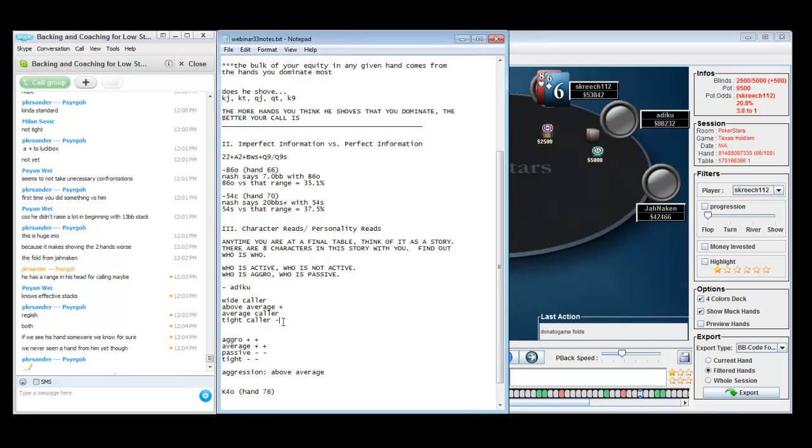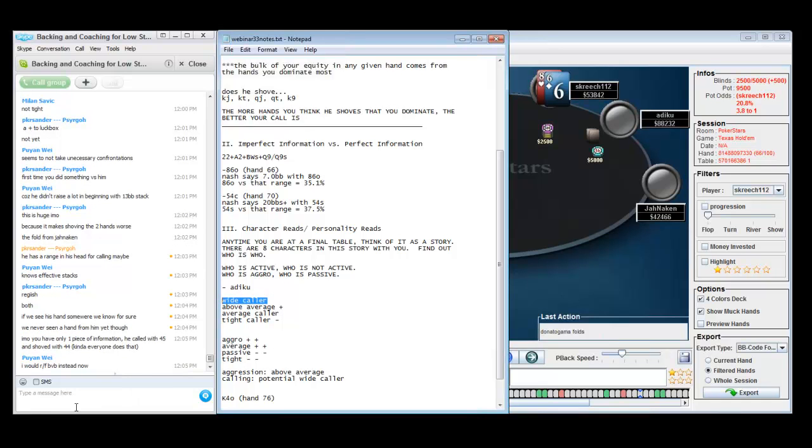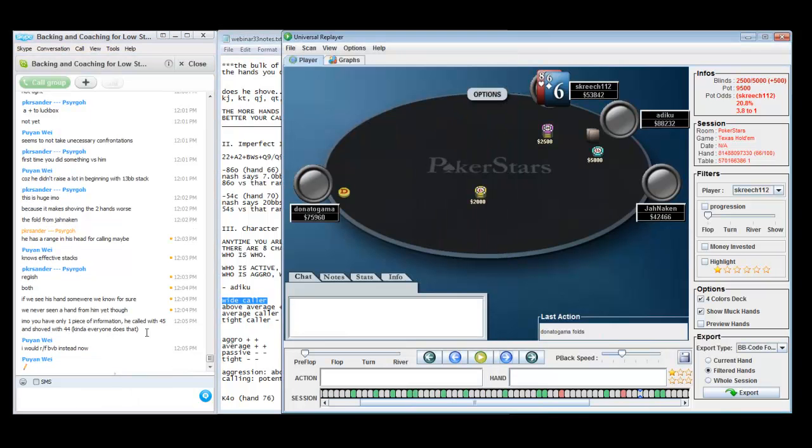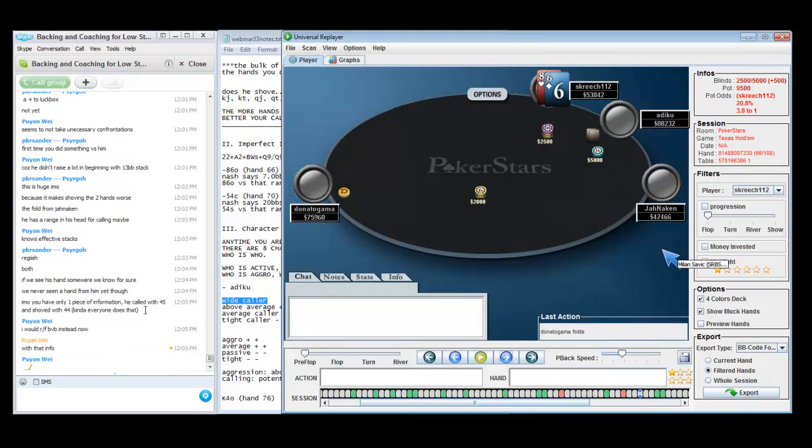Okay. Now we look at the calling stuff. We know he's not tight and he is possibly above average. Potential wide caller. Not necessarily a wide caller, but potentially. Now, how does this change your mind now? Good point. I'll address this in a second.